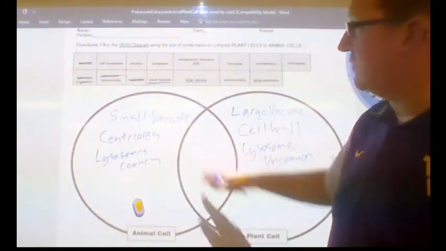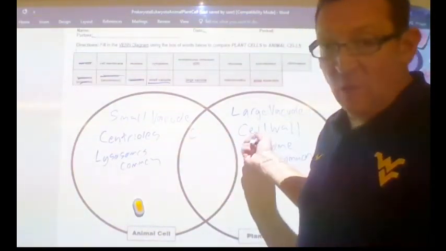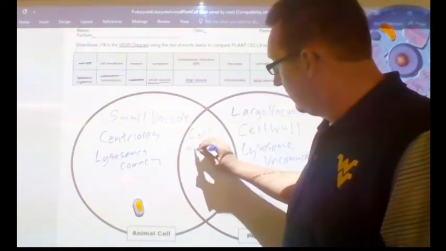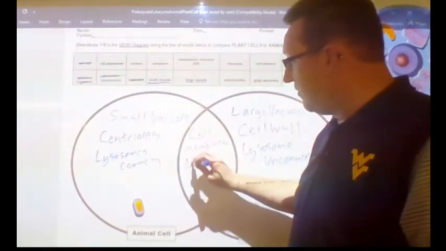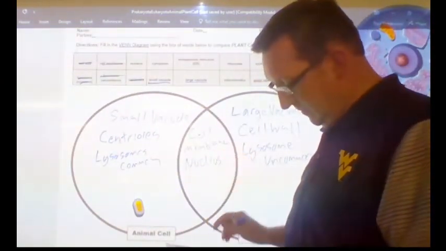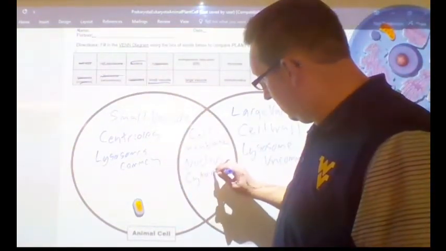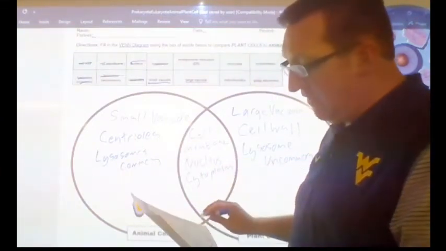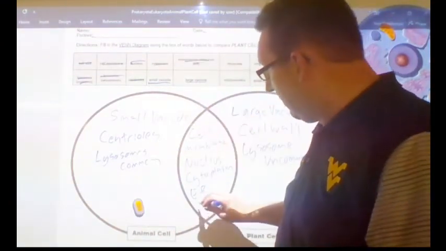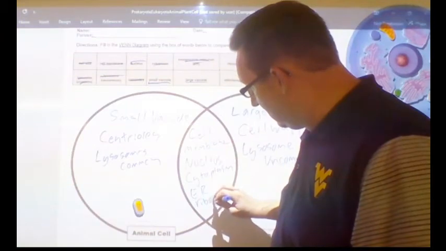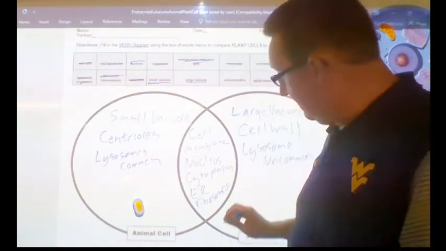Now we want to see what they actually have in common. What do they have that's in common? Well, both have a cell membrane. Even though the plant cell has a cell wall, it also has a cell membrane. Okay. They both have a nucleus. They both have cytoplasm. They both have an endoplasmic reticulum, or we just call it ER. We'll just do that because your vocab words are up here. They both have ribosomes because they make proteins. And they have a cytoskeleton.